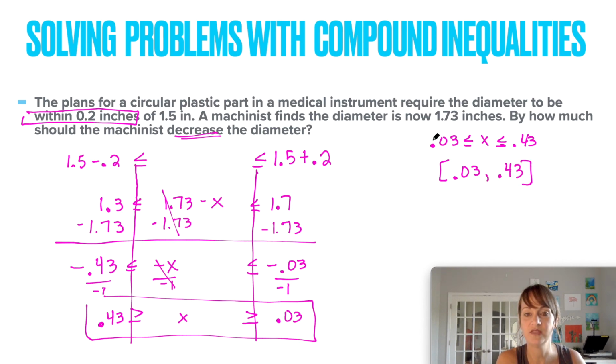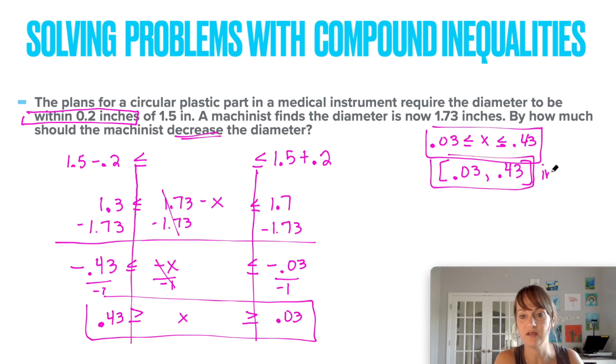So either one of these is going to be your answer of finding the inequality of the number of inches that the machinist needs to subtract from his diameter in order to keep it inside the parameter.